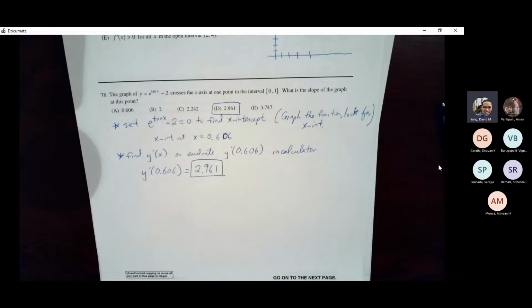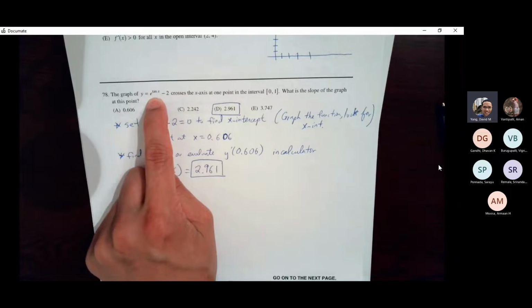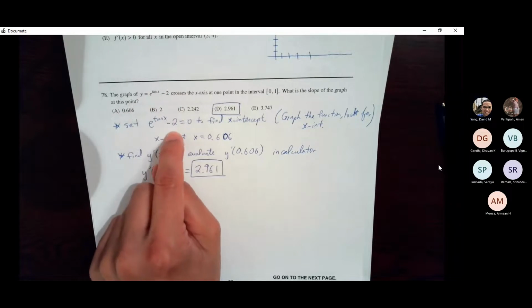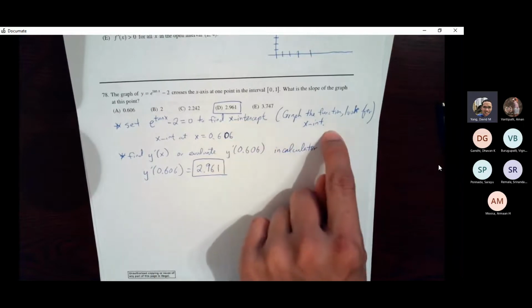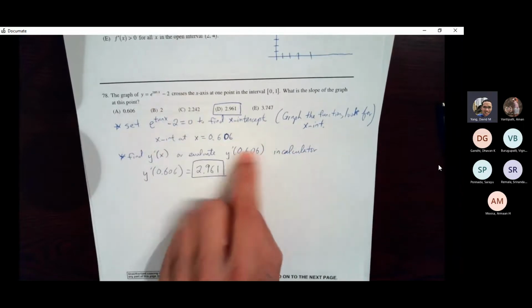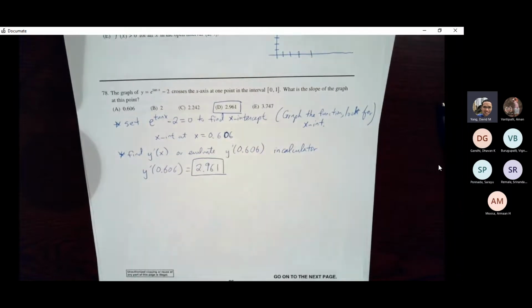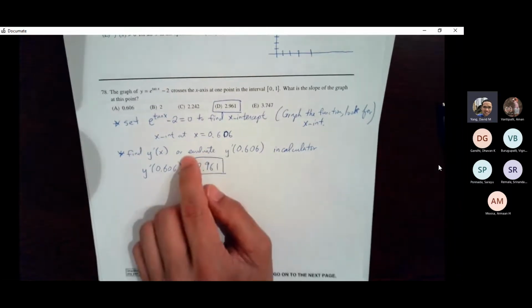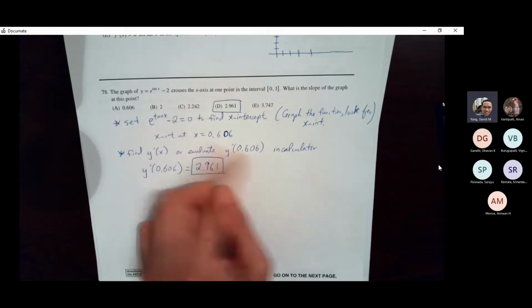Okay, 78. The graph of e to the tan x minus 2 crosses the x-axis at one point on the interval from 0 to 1. What is the slope of the graph at this point? So what we can do is sketch this e to the tan x minus 2, and then look for the x-intercept. If you look at the x-intercept, it's going to cross at 0.606, and then we can set that point aside, and go to our calculator and evaluate the derivative at 0.606.